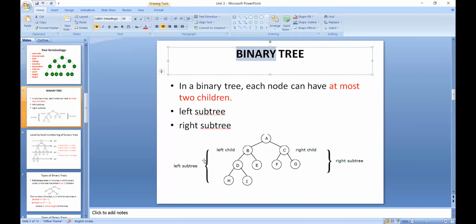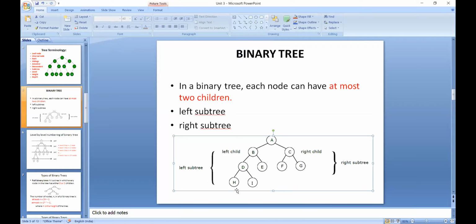And what is called the left subtree? The whole thing. The child which is left to A is called what? This is the left subtree. When you take B, who is the left subtree for B? Okay, these 3 nodes. DHI is called the left subtree of the node B.